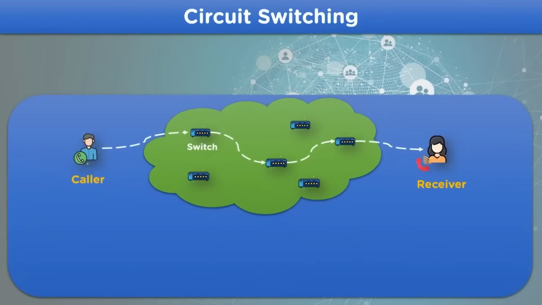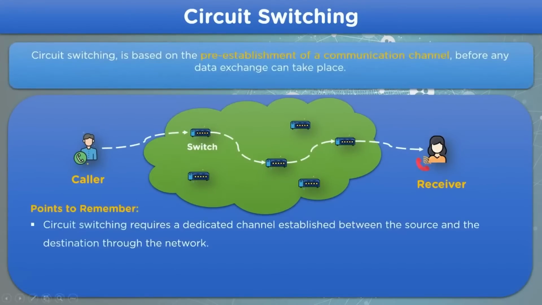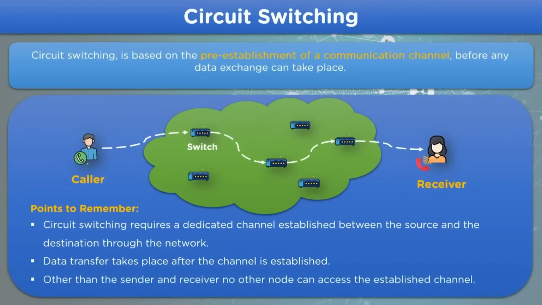Now let's look into some points to remember about circuit switching. For circuit switching, we require a dedicated channel established between the source and the destination node for the network to pass through. The data transmission can take place only after the path is established. And the last point to remember is, other than the sender and the destination node, no node can interfere with the transmission of data to the established route.